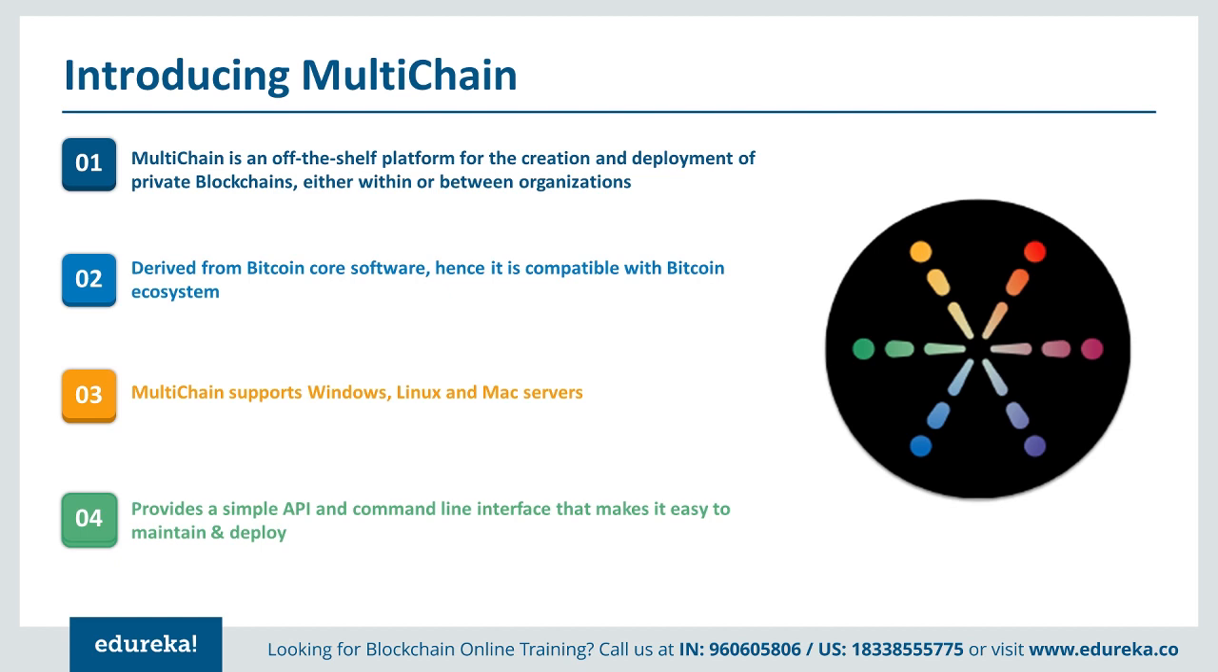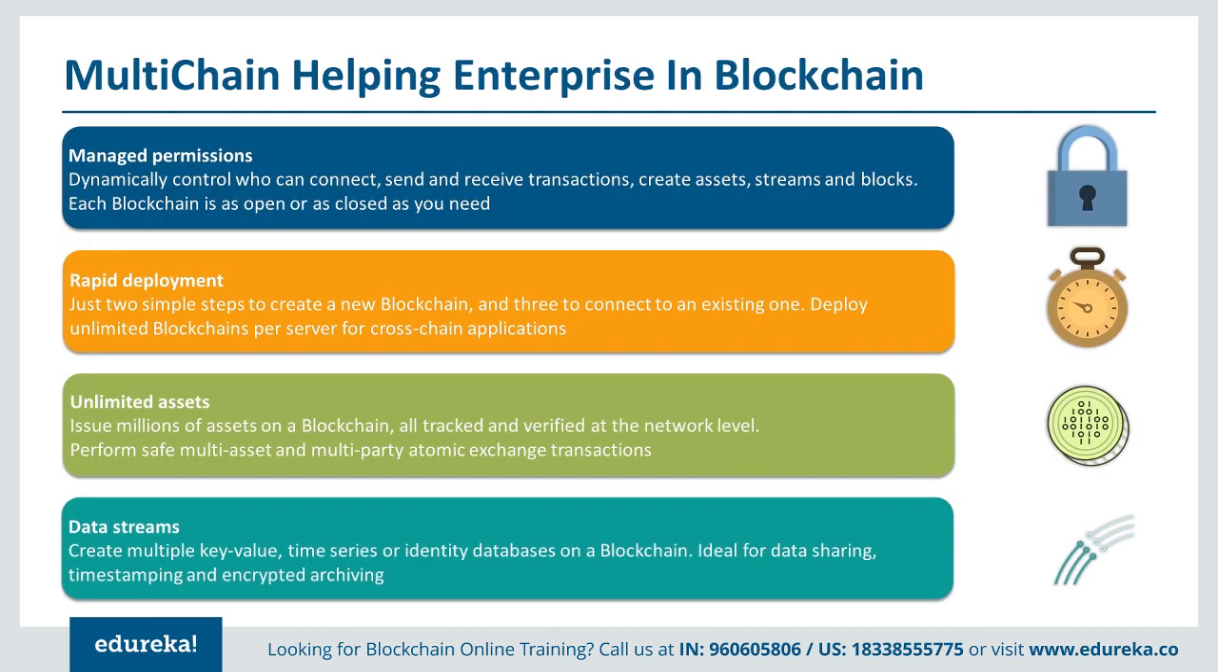While if you try to do the same thing with Ethereum, it will take you around 3 to 4 months, and with Hyperledger Fabric, it might take 6 to 7 months or maybe more. Rapid deployments: it is very easy to deploy. Managed permissions: as a creator of a multi-chain network, you can always assign permissions to the peers. Those permissions can be like who can connect with the chain, who can send and receive transactions, who can create assets, streams, and blocks. And blocks means who can actually mine the block.